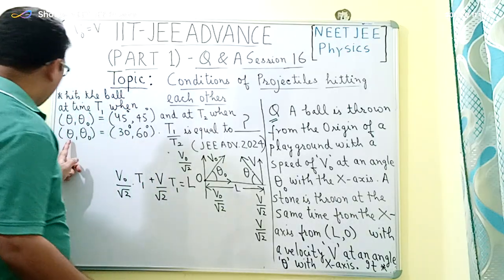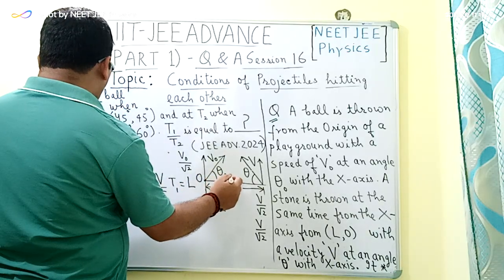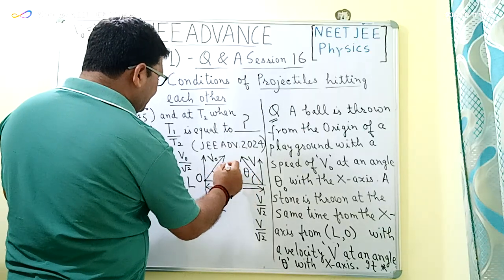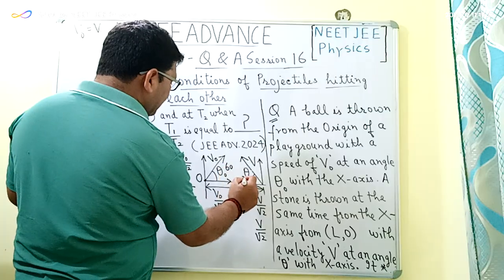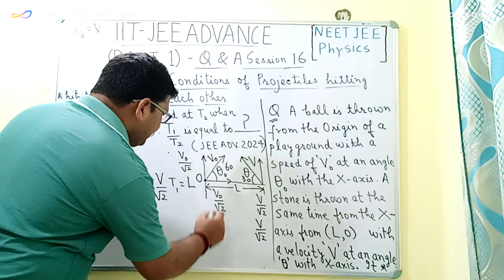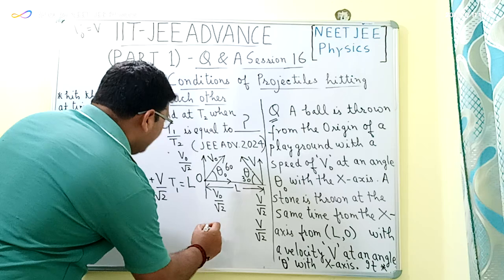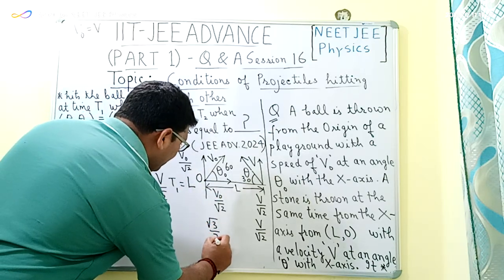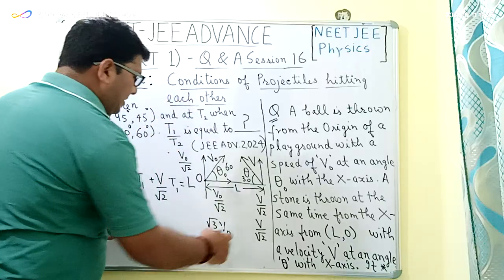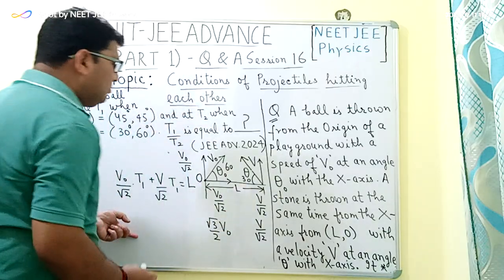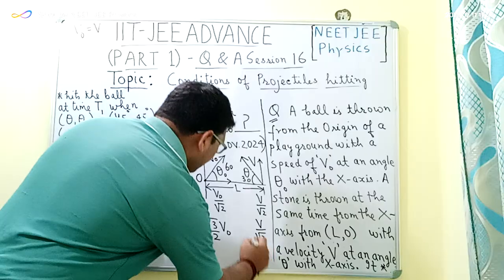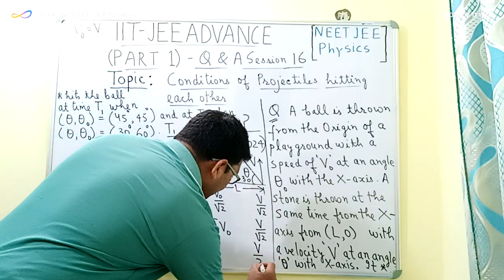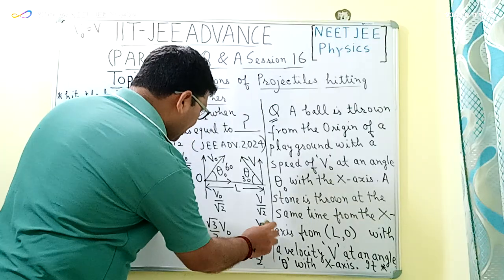in the second case, theta is equal to 30 degrees, and the other angle is 60 degrees. So in the second case, the vertical component of the ball will be equal to V naught sine 60, which is equal to root 3 upon 2 V naught. And the vertical component of the stone will be V sine 30, which will be equal to V upon 2. So this is in the second case.